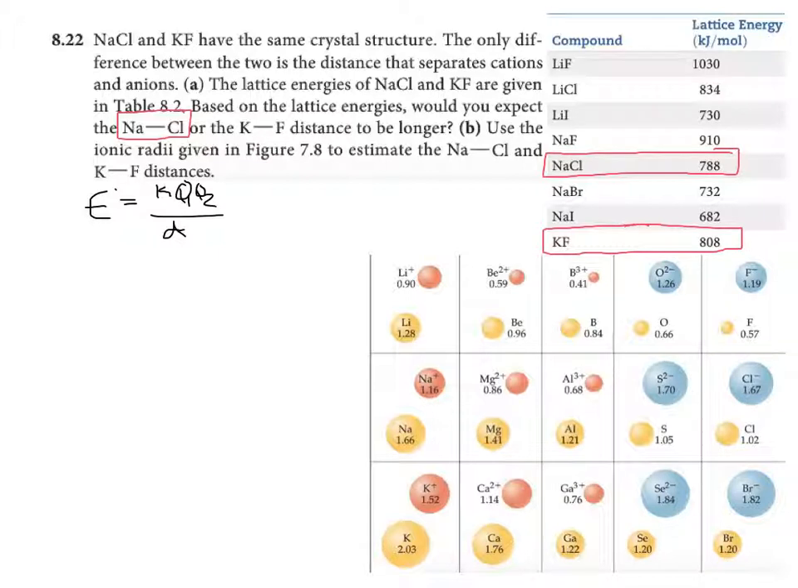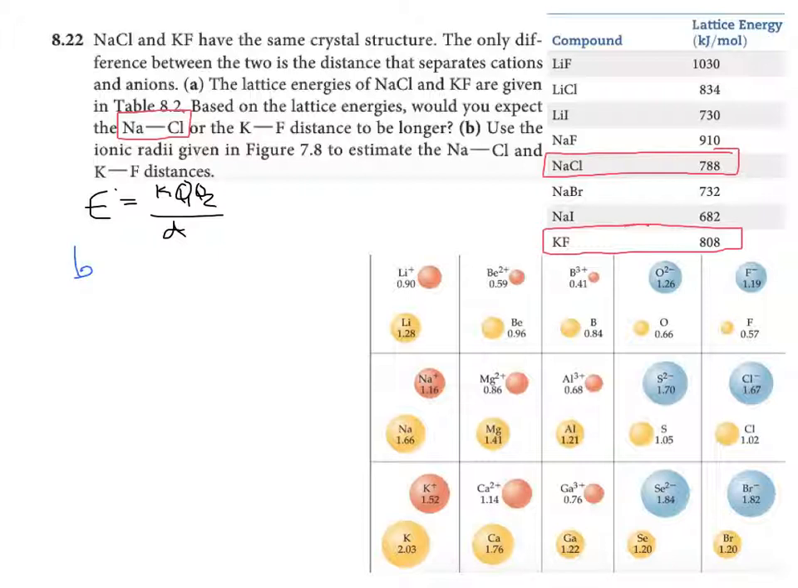Any questions on how that one works? Or why we don't need actual numbers to do it? Okay, so part B then is pretty straightforward. So all they're asking us here is to use the ionic radii as given to estimate those distances.